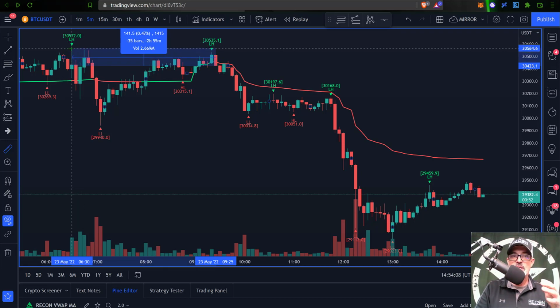Let's call it 0.5%. If you have a stop loss of 0.5%, my risk management requires me to have a minimum of a 1 to 2 risk versus reward. I prefer to get a 1 to 3.